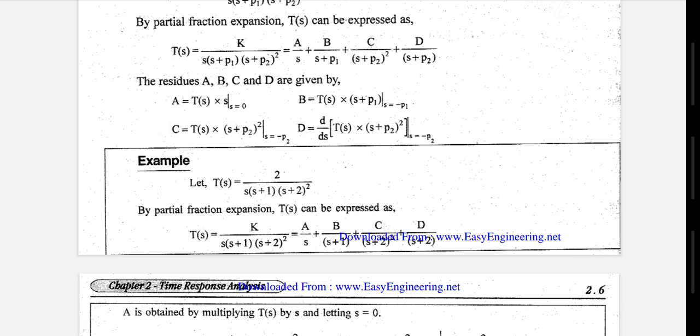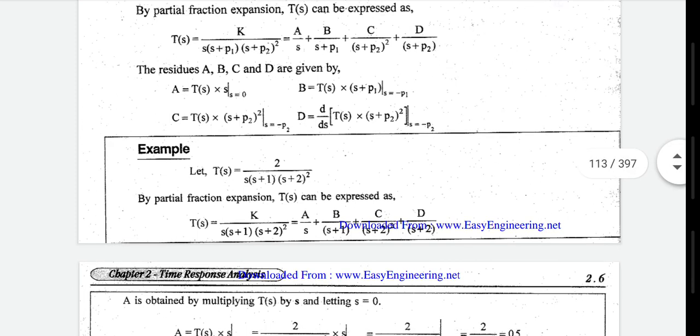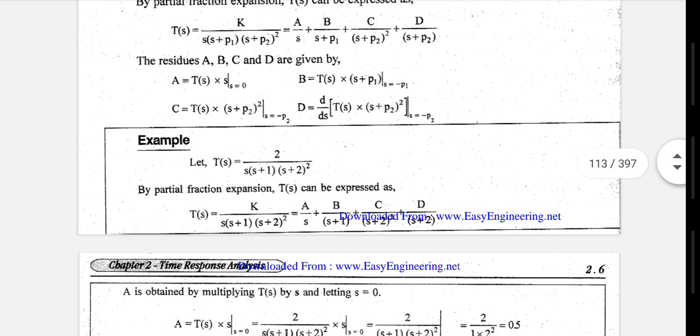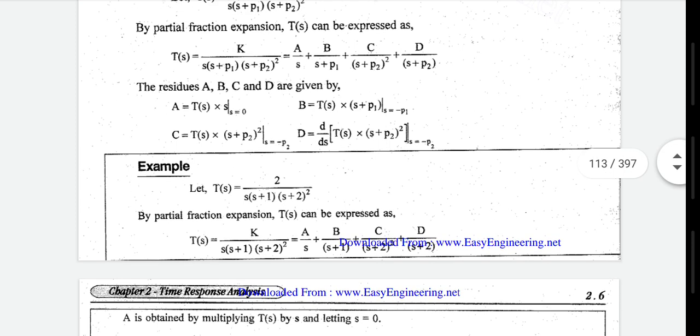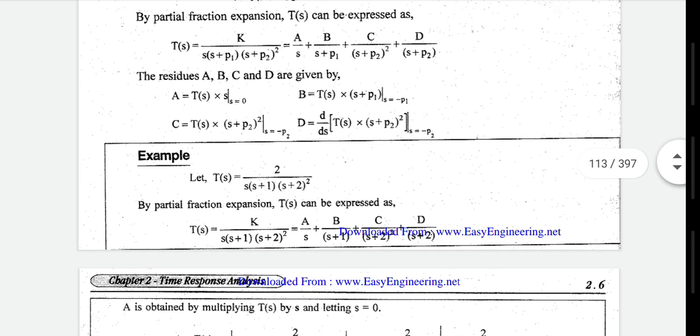Now A is equal to the transfer function T of S into the denominator of A residue, that is S, right? So T of S into S by letting S is equal to 0. Similarly, B can be calculated. B residue is found by making B equal to transfer function T of S into S plus P1, by letting the denominator be 0, so S is equal to minus P1.